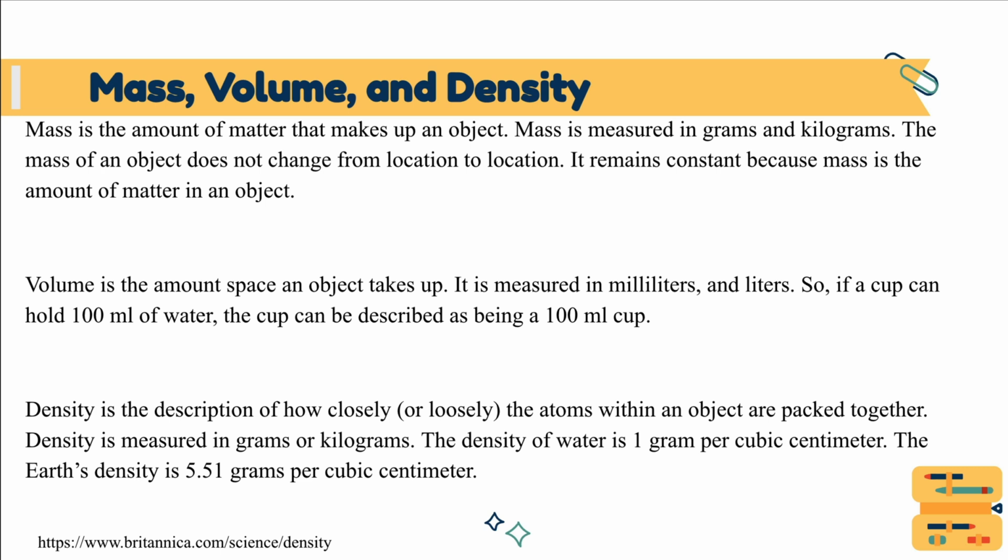Mass, volume, and density. Mass is the amount of matter that makes up an object. Mass is measured in grams and kilograms. The mass of an object does not change from location to location. It remains constant because mass is the amount of matter in an object.